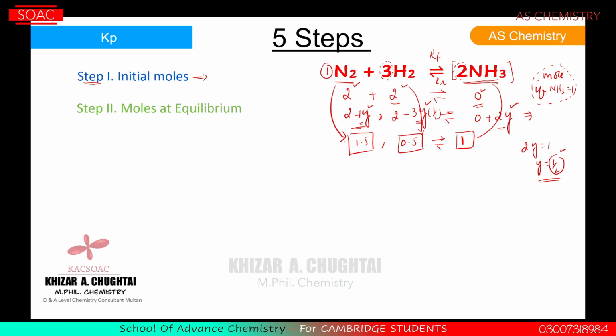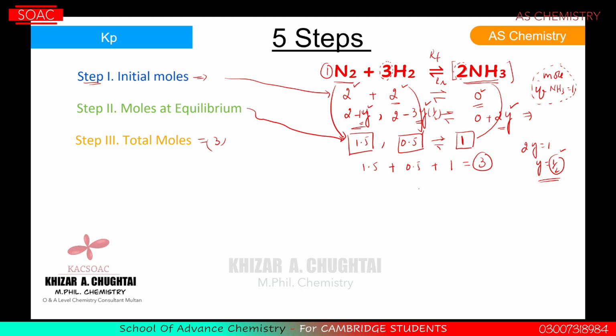Now the next step is to find the total moles. Total mole is quite simple, it is class 2 mathematics. 1.5 is the mole of nitrogen plus 0.5 is the mole of hydrogen plus ammonia mole is equal to 1. So overall mole is equal to 3, that is the total mole. So total mole is equal to 3. These were the moles at equilibrium, these were the initial moles, and so on.